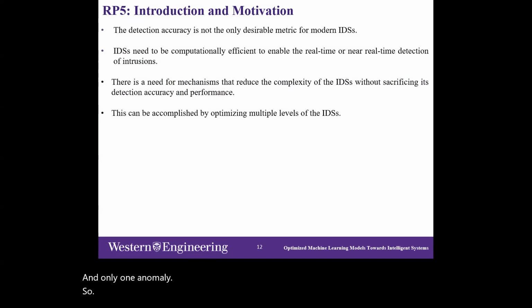If my model classifies the normal traffic, the 999, correctly, and it also classifies the anomaly, the only one attack record, as normal, which is wrong, how much will the accuracy come to? It will come to 99.9% accuracy.